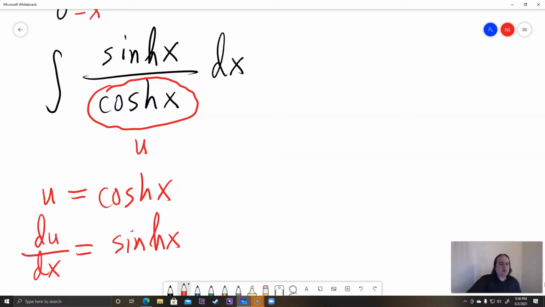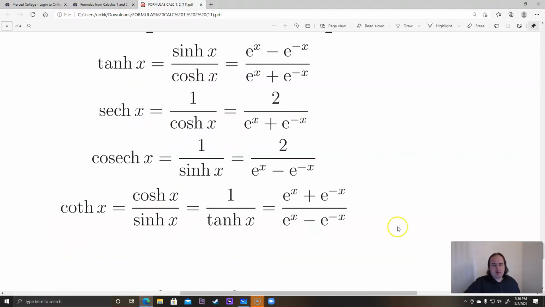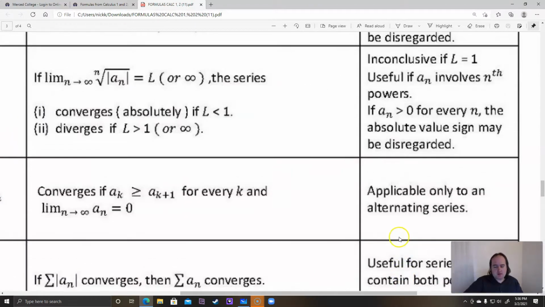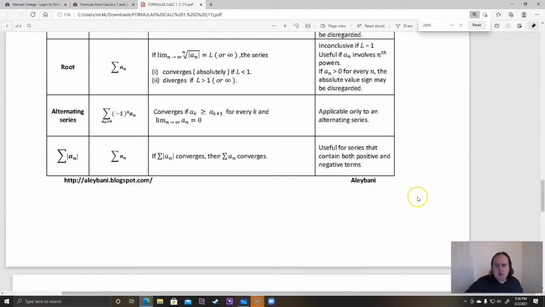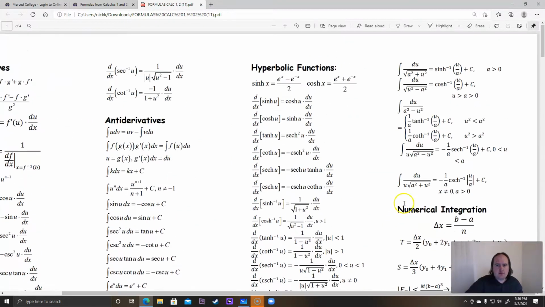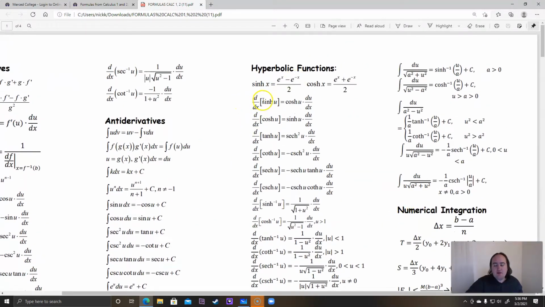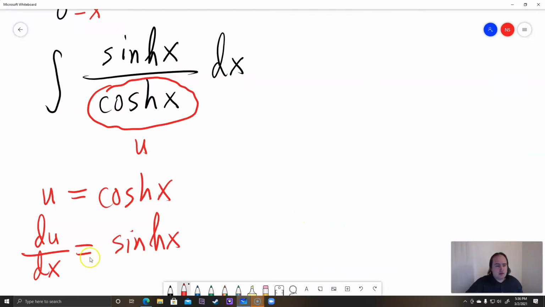Right? Because remember, with hyperbolic functions, if you go to your first page, derivatives of hyperbolic functions, the derivative of sinh is positive cosh, but the derivative of cosh is also positive sinh. So there's no minus there like there is with regular trig functions. Okay, so du dx is going to be sinh of x.